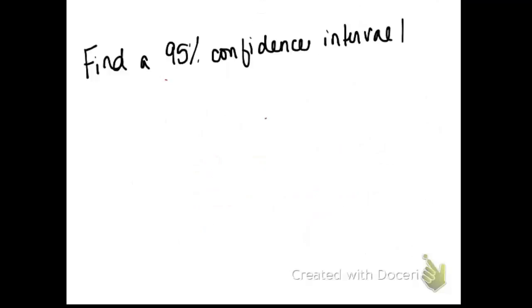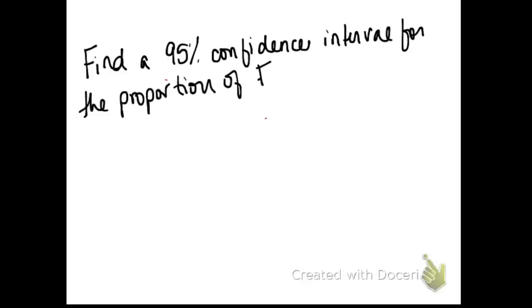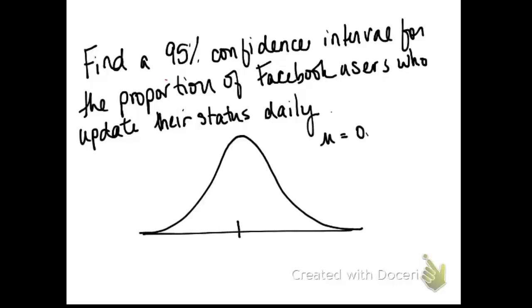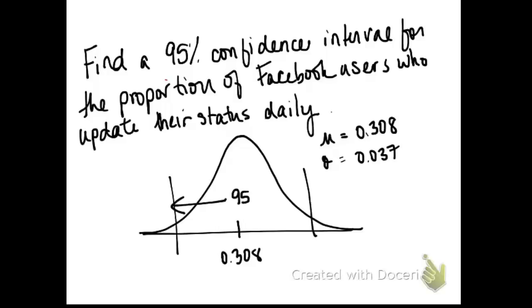If I want to find a 95% confidence interval for the proportion of Facebook users who update their user status daily, let's say, again, I do not know the actual population proportion. If I knew the population proportion, I wouldn't need to do a confidence interval. So I take a random sample of 156 users. 30.8% of those users actually update their status daily.